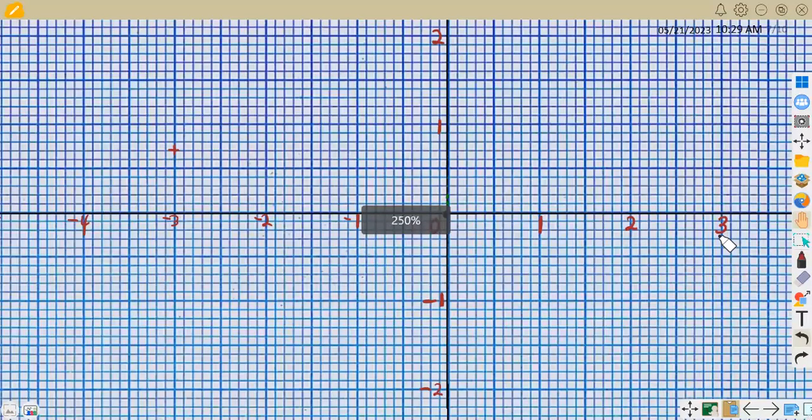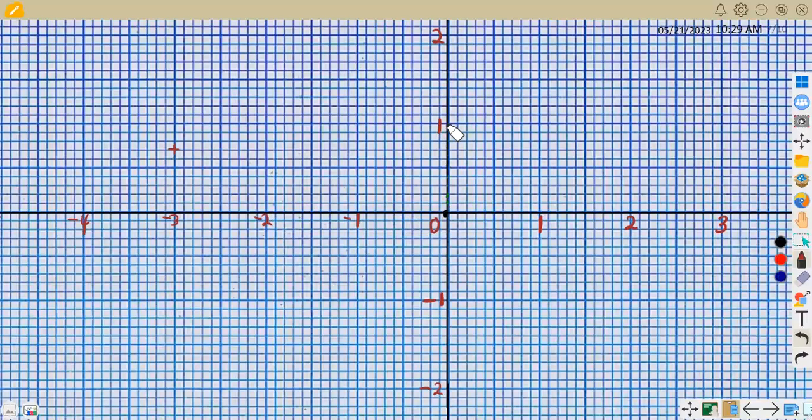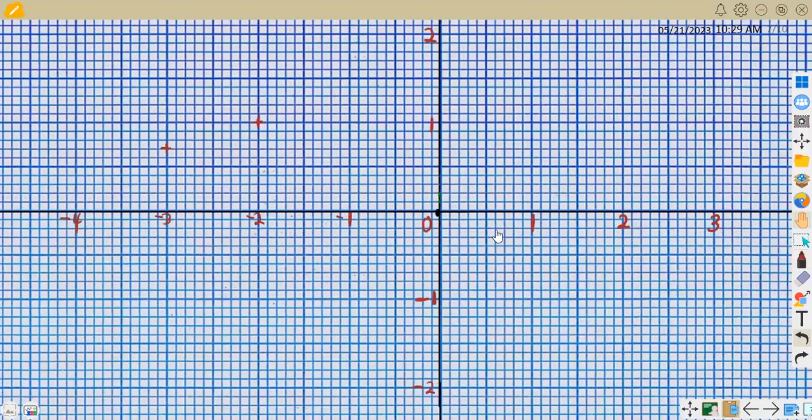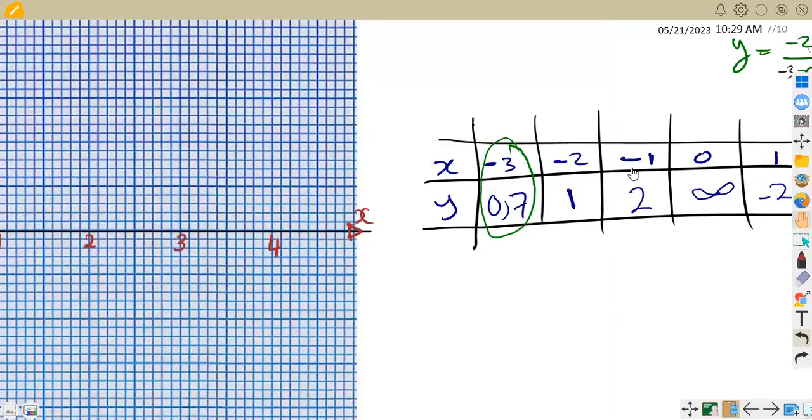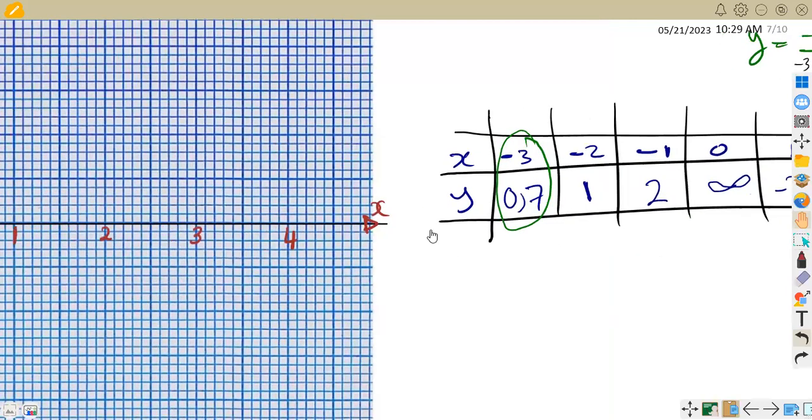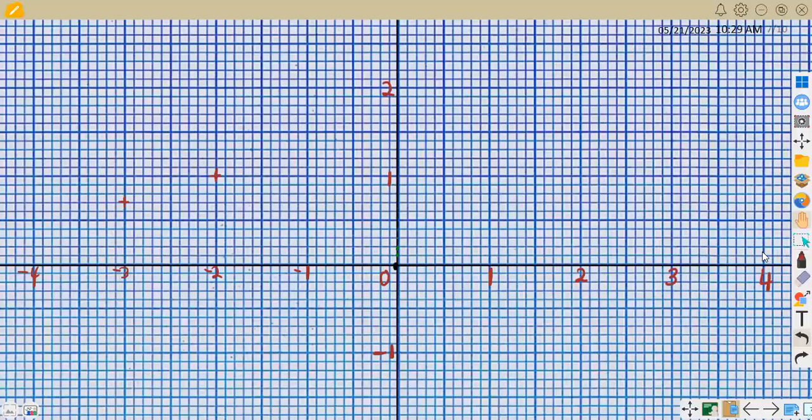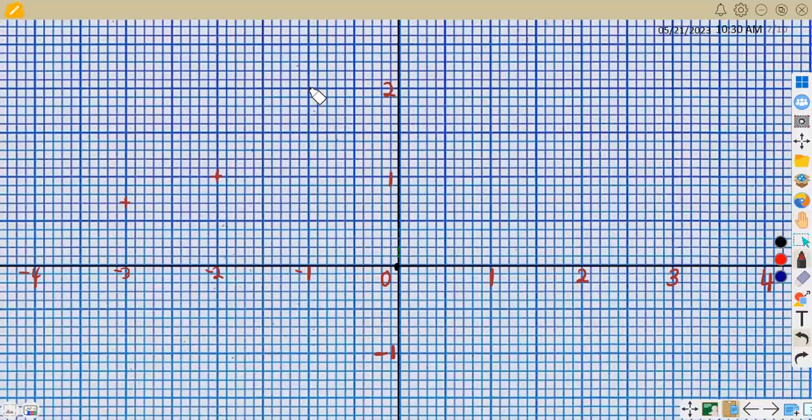Our x here is -2, y is +1. Where these two meet, they meet at this point. That's where you mark your point, -2 versus 1. The same thing we do here for -1 versus 2. So x is -1 this time. If our x is -1, that's here, and y is +2.